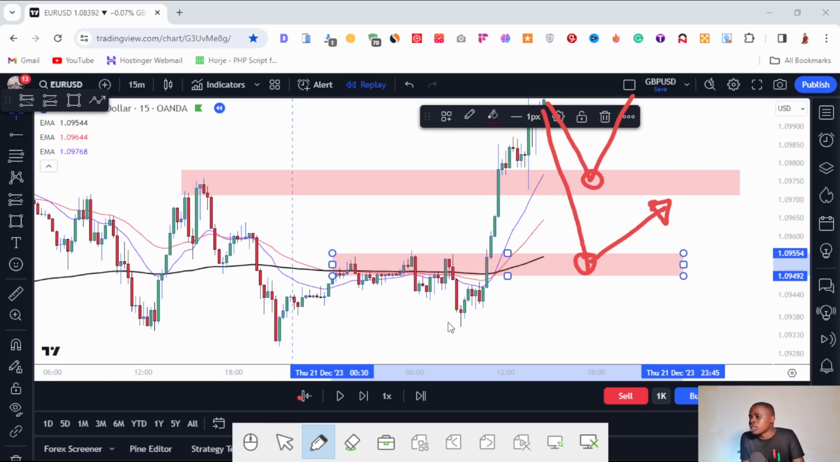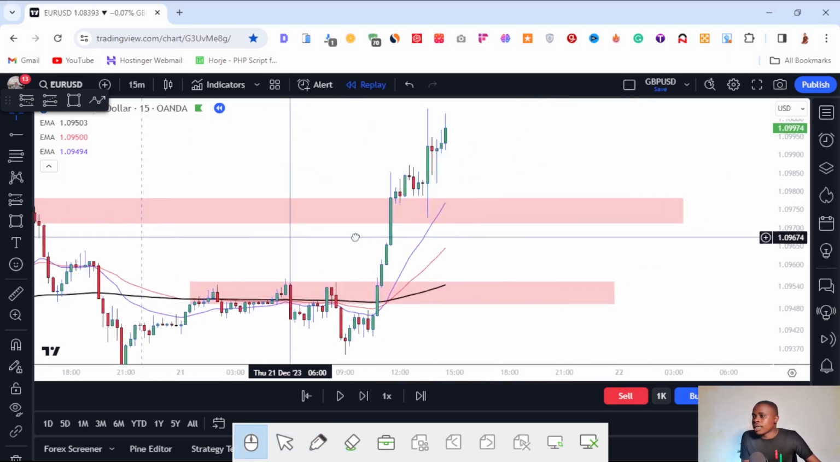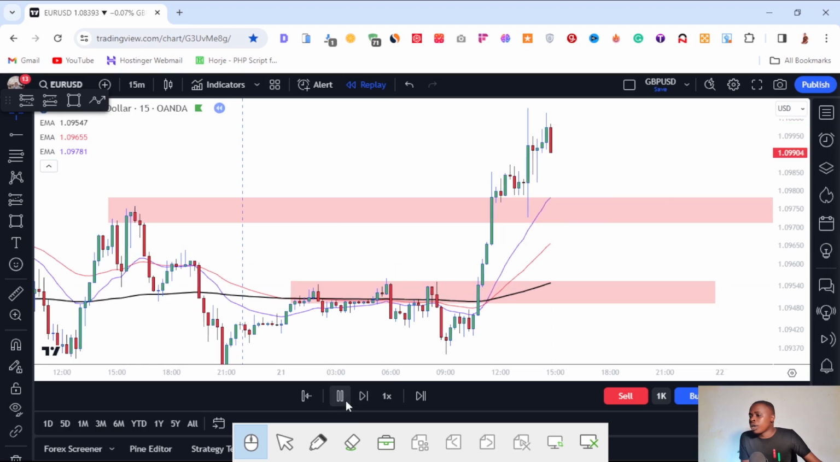Why? Because we have this big impulsive move here, and we look for a pullback that comes to this zone or to this zone. Let me explain what I mean without wasting much of your time. So, looking into this market, let's wait and see what happened.